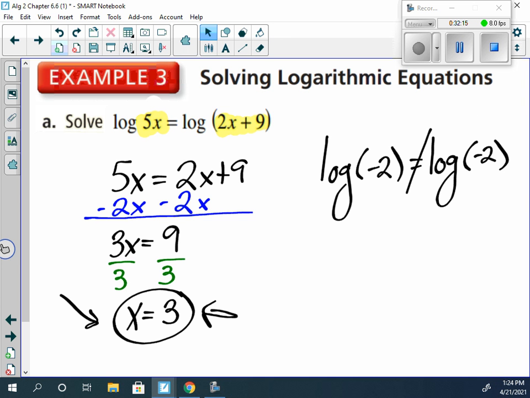So if our solution, whatever it is, when we plug it back in, gives us a negative number inside the log, it doesn't work. It's what we call an extraneous solution.